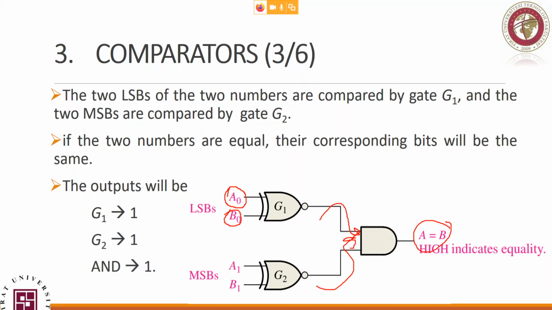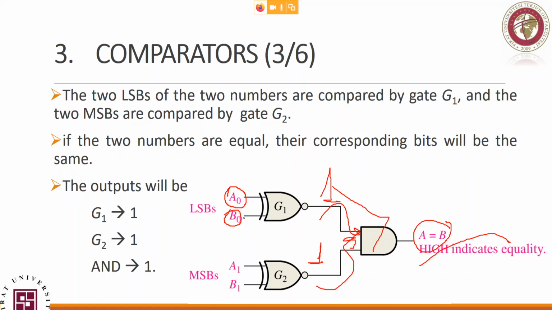Why? Now let's think about it. This one will be 1 if A0 and B0 are either both zeros or both ones. And the same goes here: this one will be 1 if A1 and B1 are either both zeros or both ones. So if you AND these two, the output will be high in only one case: if these two are equal to each other and these two are equal to each other. That indicates equality.